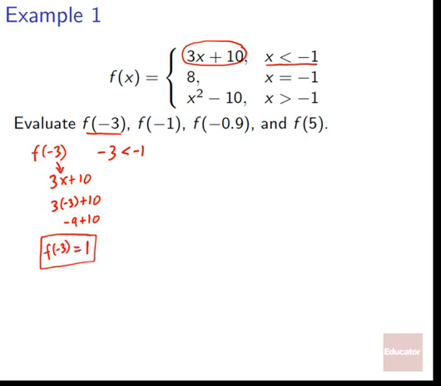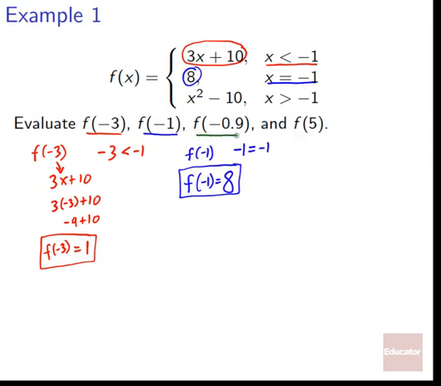Great. What about f of negative 1? What does that belong to? Negative 1 equals negative 1, so it's using this category right here. So that means we've got 8. There's nothing else that we have to do. It's already as simple as it can be. f of negative 1 equals 8, and that's our answer right there.